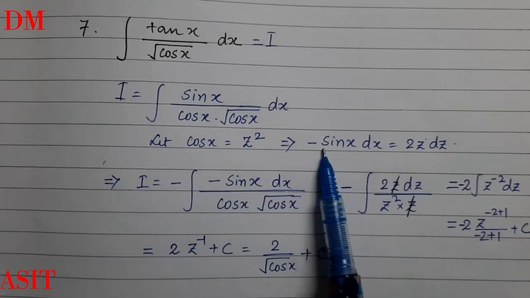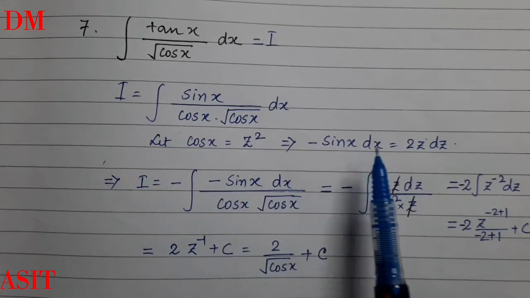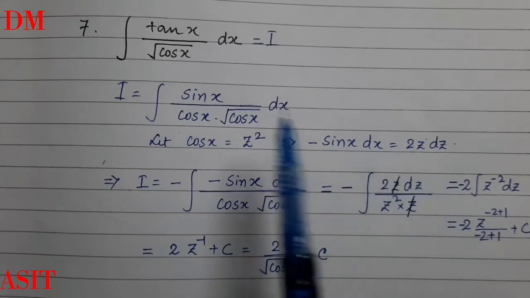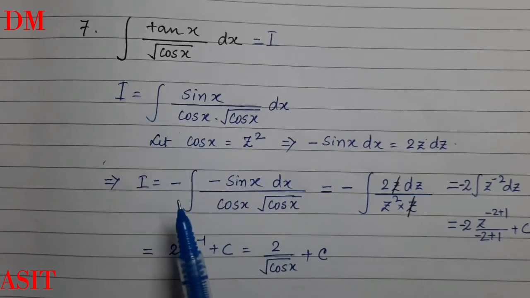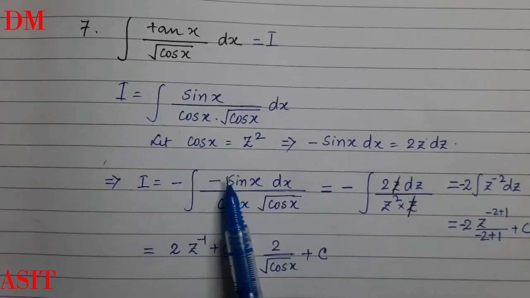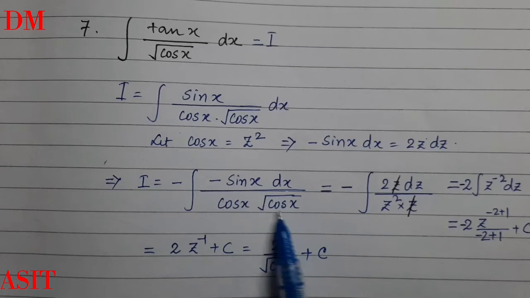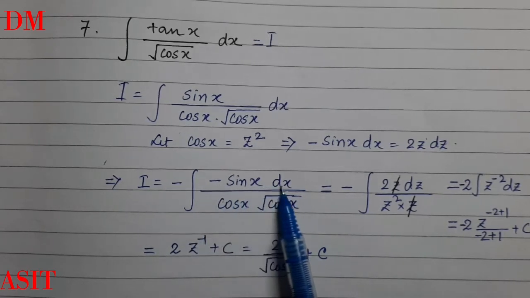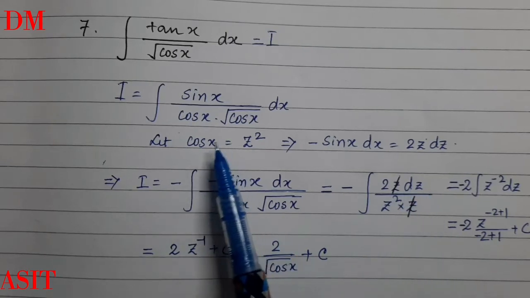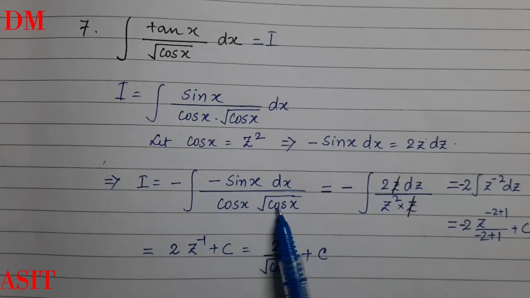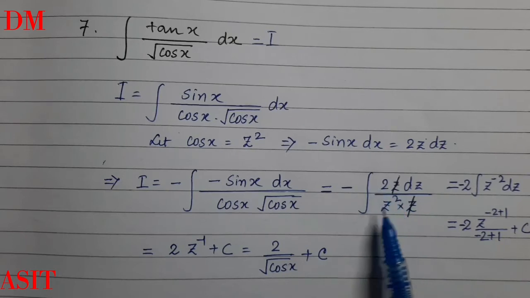So cos x will become, if we differentiate both sides, minus sin x dx equals 2z dz. Now we can adjust this minus sign. To adjust that, we need to multiply by minus 2 times. So therefore minus of minus sin x dx. Now minus sin x dx will become 2z dz, and cos x is z square, so this is z square, and this will be z. Now these two z cancel out, so it will be 2 by z square dz.